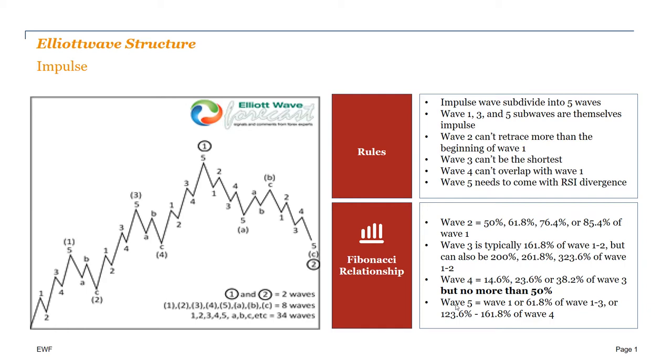Finally, wave 5 typically is equal to wave 1, or 61.8% between wave 1 and 3, or inverted, 123.6% to 161.8% of wave 4. So that is the external retracement. For simplicity purposes, we will use this one. This is the most simple and the most common one. Wave 5 usually is equal to wave 1. So wave 5, this entire move from wave 4 in bracket to the peak, usually is equal to the wave 1. So that's the Fibonacci relationship among the various different waves within this impulsive structure here.